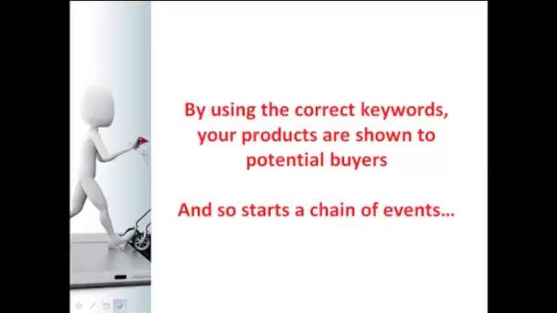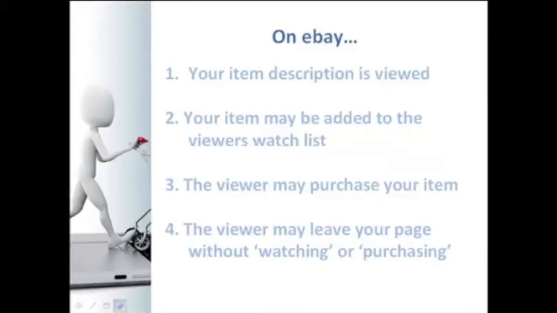And what this does then is it starts off a really good chain of events. First of all, this is what happens on eBay. Your item description will be viewed. That's because your keywords are relevant, and so your product listing has popped up in front of the potential buyer. So they've seen your product in the first list in the initial results, and then they click through. So your item description is then viewed.